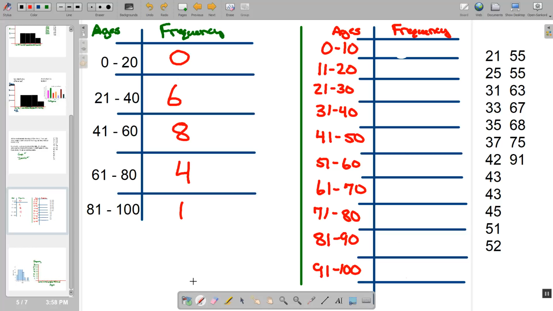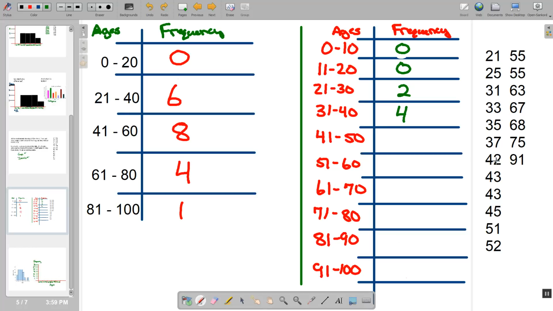For the frequencies on the right, 0 to 10 is nobody. Nobody brought their young children with them. 11 to 20 was also 0. Nobody brought their teenagers with them. Must have been a nice, quiet movie. 21 through 30 is 2 people. 31 through 40 is 4 people.